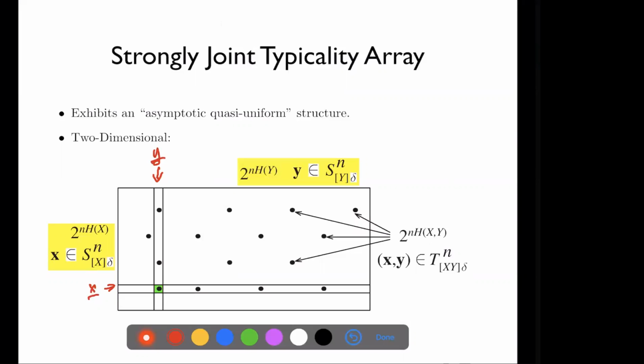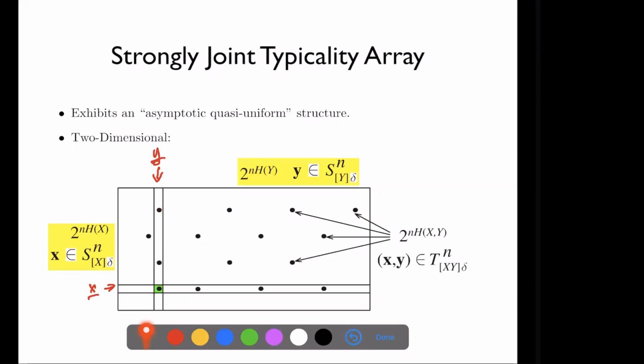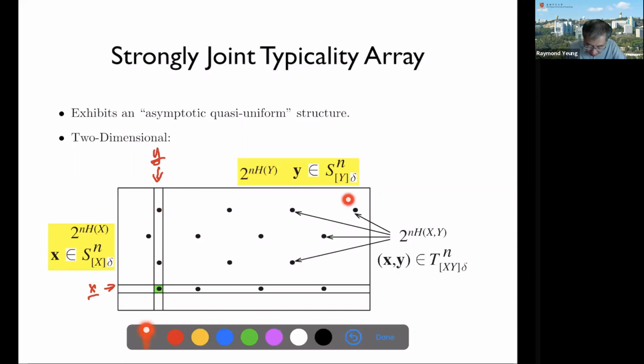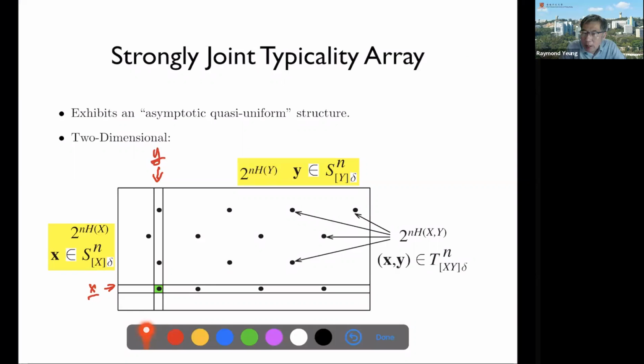Now, if I consider all X, then what is the total number of dots in that rectangular regime? So you mean the total number of sequences? You mean the number of dots in this column? No, the total number of dots in the total rectangular box. Oh, in the total rectangle, that would be approximately 2 to the power n times entropy of XY. Yeah. So that is also the jointly typical sequences, right? No, this is the total. This is actually the size of this jointly typical set. Yeah.